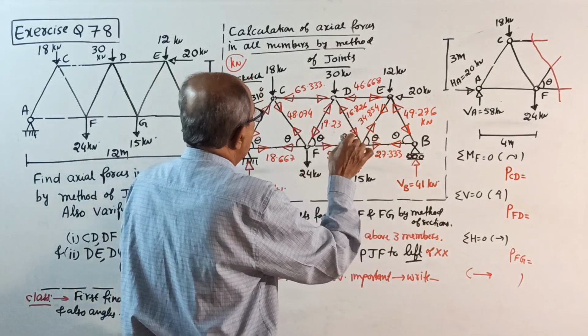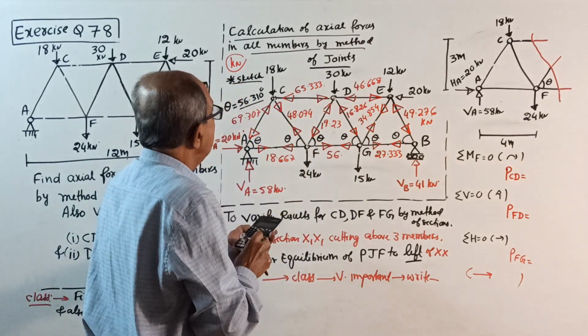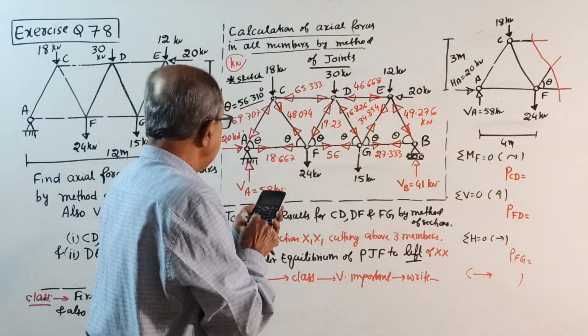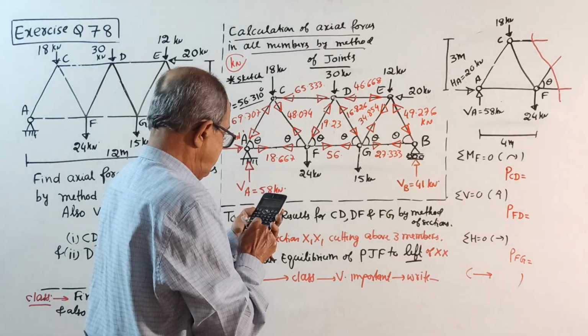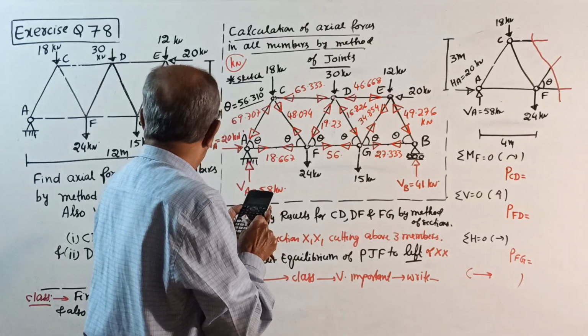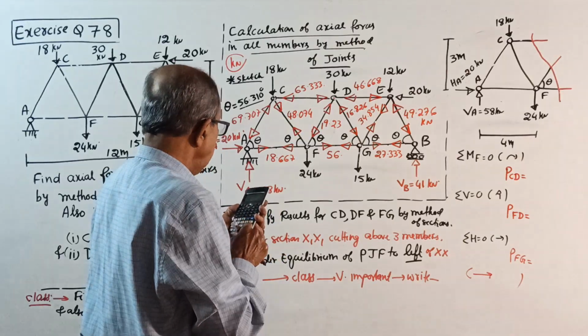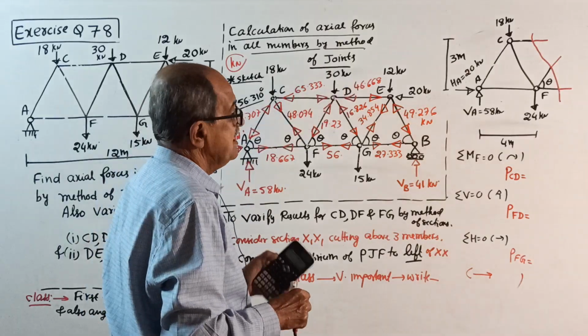One joint I have not gone through. D joint, I will check there. I will check joint D. 19.23 plus 16.826 into sine 56.31 is 30, perfectly tallying.